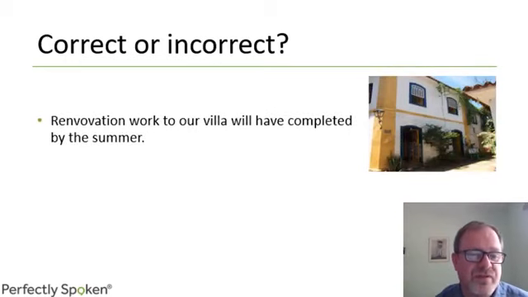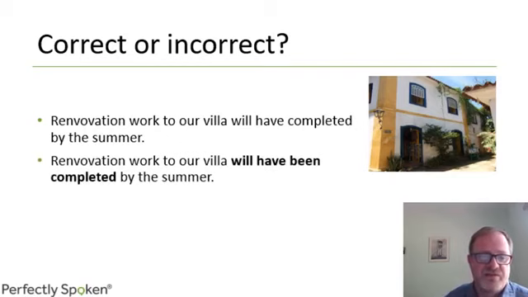Okay, correct or incorrect here? Renovation work to our villa will have completed by the summer. Well, will have completed is future perfect and it's active. It's an active sentence. Of course, it's other people, builders and so on, who have carried out the renovation work, not the villa itself. So the renovation work to the villa will have been completed by the summer. Again, this is obvious, so we don't need to include the agent. We don't need to say by builders by the summer. It's not necessary.